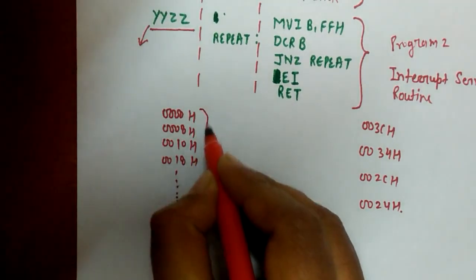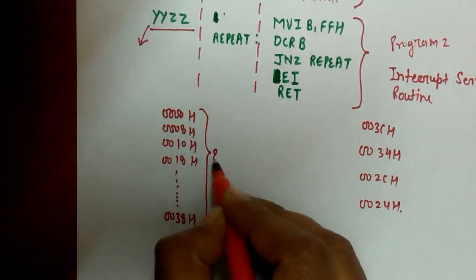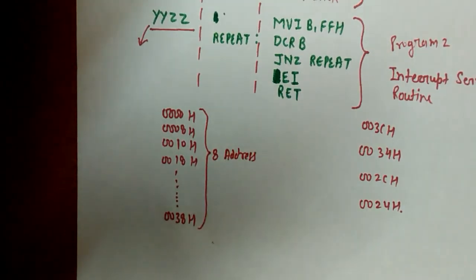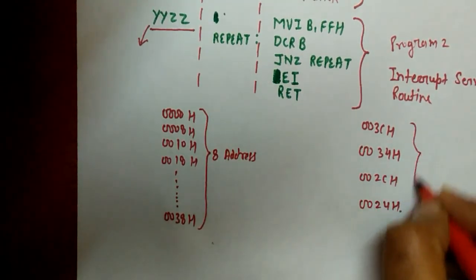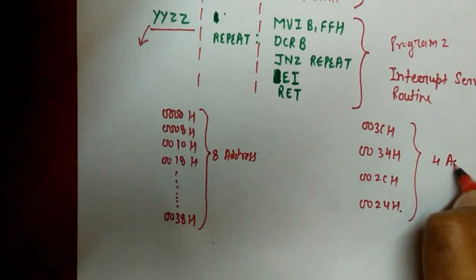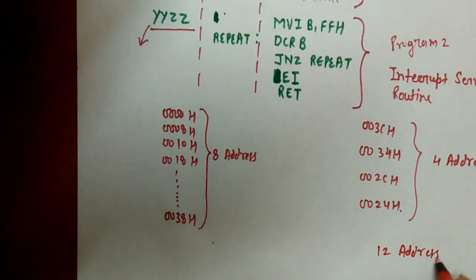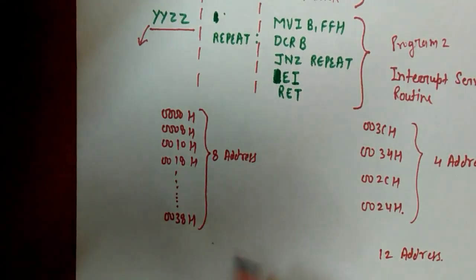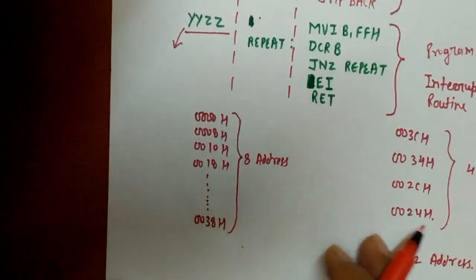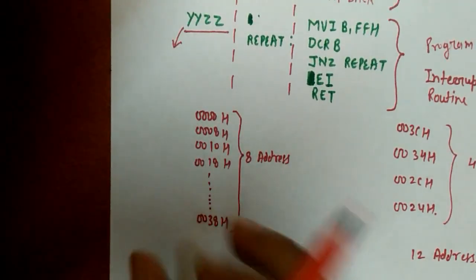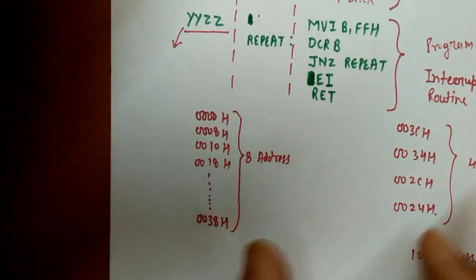Here a total of 8 addresses are available where we may write our interrupt service routine, and here only 4 addresses are available. That means the total available memory addresses are 12 addresses where we may write our interrupt service routine. And these addresses are assigned to certain instructions and certain pins.